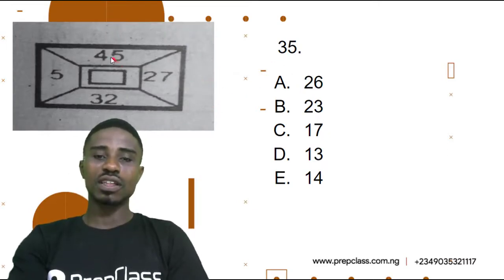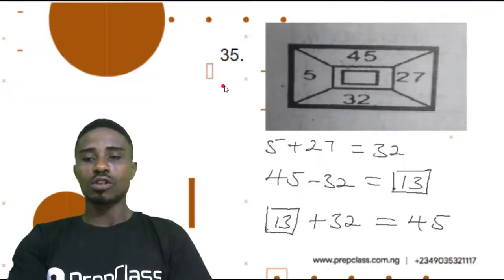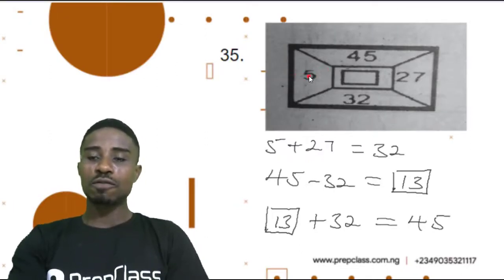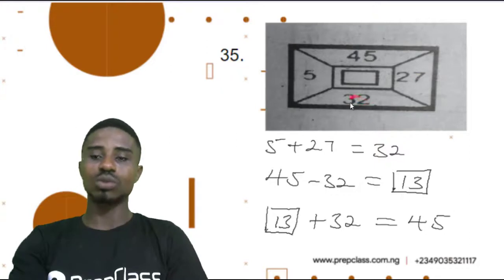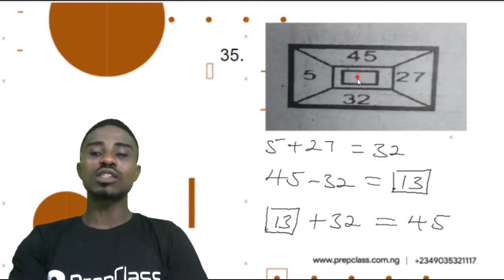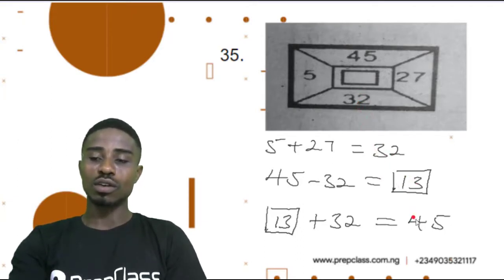Question 35. We have 45, 27, 35, 5. We've been asked to find the answer in the middle, or the answer that ought to be in the middle. How do we get this done? So we know from understanding that 5 plus 27 will give us 32. So that's correct. Now we also know that 32 plus this number here will give us 45. But since we don't have this number here, we would say 45 minus 32 will give us this number here. So 45 minus 32 is equal to 13. So we can simply say 13 plus 32 will give us 45.